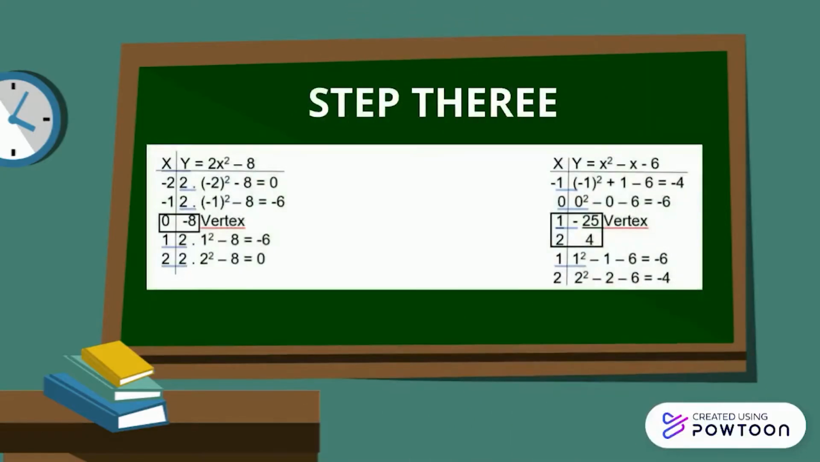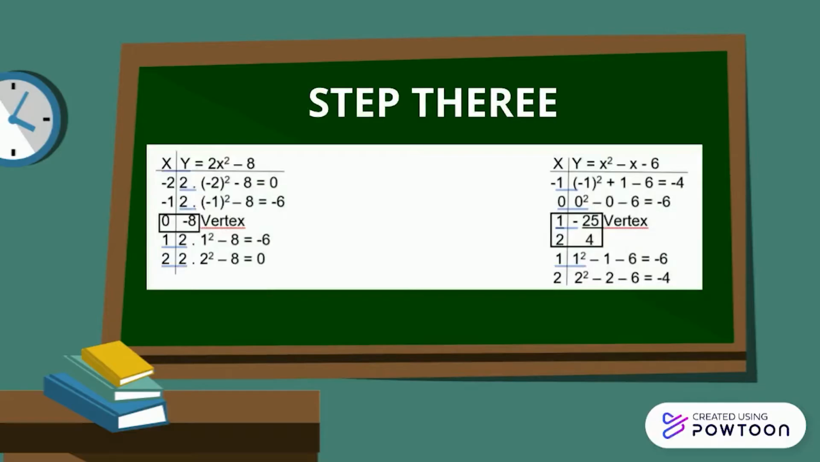Step 3. Once the values of xb and yb have been obtained, we have to make a table of values for each equation. If x is equal to negative 2, y is equal to 2 times negative 2 squared minus 8. If x equals negative 1, y equals 2 times negative 1 squared minus 8. If x equals 0, y equals negative 8. If x is equal to 1, y is equal to 2 times 1 squared minus 8.